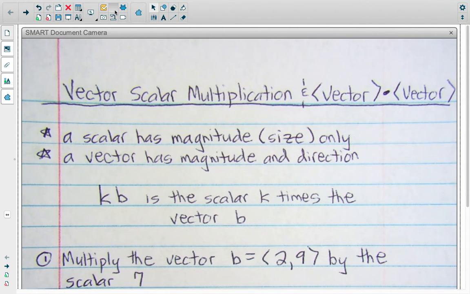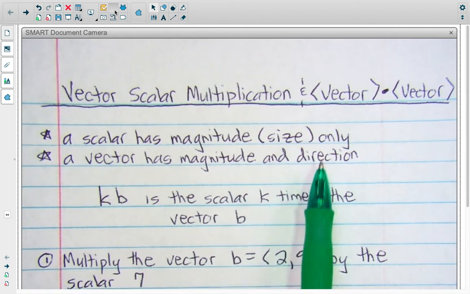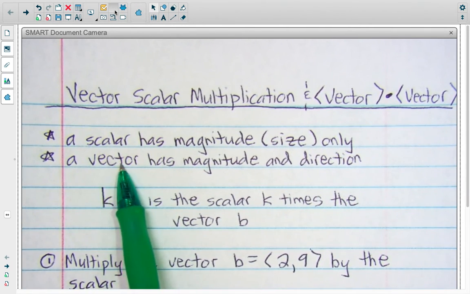So a scalar, as we talked about a couple of weeks ago with matrices, is a number that you multiply by. So a scalar only has magnitude. It only has size: 5, 1/2, 11. A vector has a size and a direction. So vectors have magnitude and direction. That's the difference between a scalar and a vector.